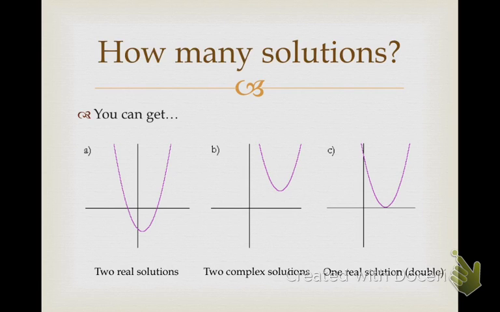First, let's just review the different possibilities you could get at the end. You could get 2 real solutions, 2 complex solutions, and complex solutions are the ones with those i answers, or 1 real solution, which is also called a double root.